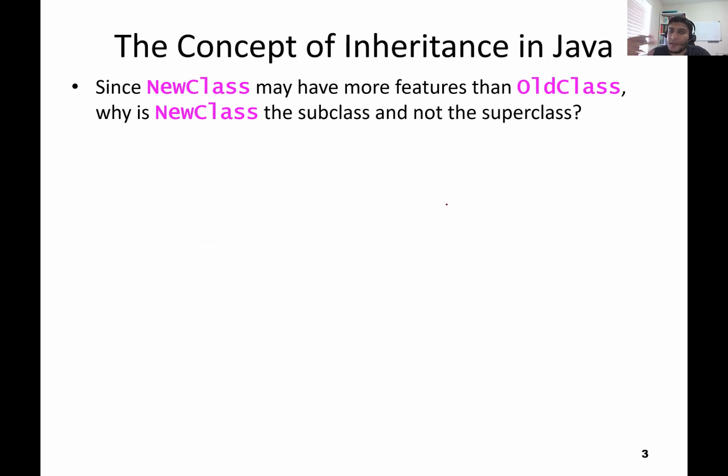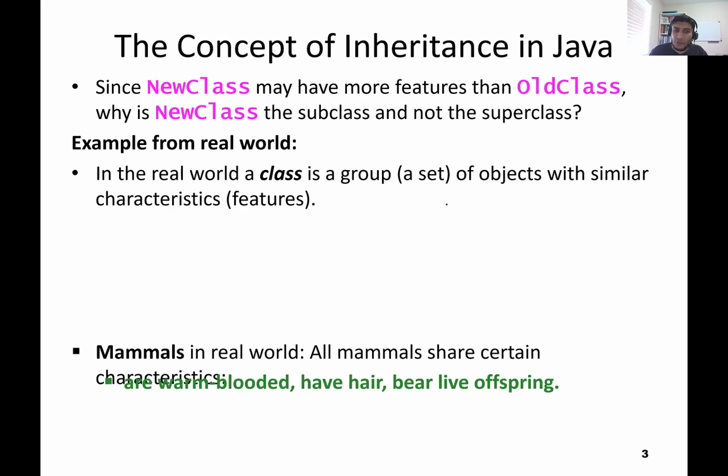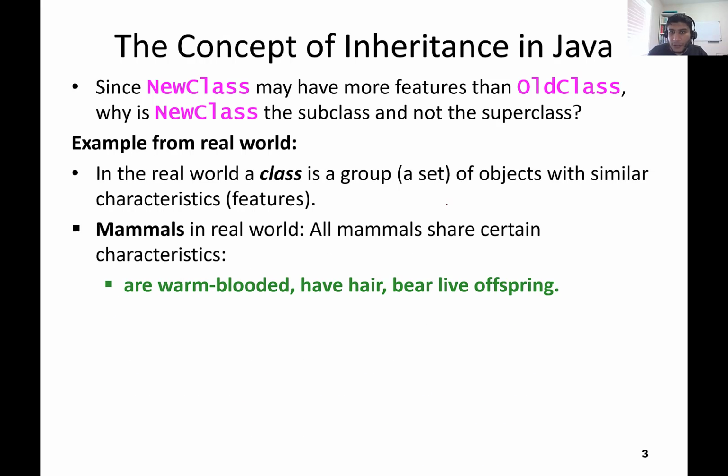So what do we really mean by this? What is an old class, new class, parent class, child class? It might seem confusing, so let's go back to what we want to do, because the most powerful aspect of OOP is that it better represents the real world, as we discussed before. So let's take an example from the real world. Assume I have a class, or a category of objects that share similar features, something like mammals, where we know that mammals share certain characteristics like being warm-blooded, having hair, and so on.